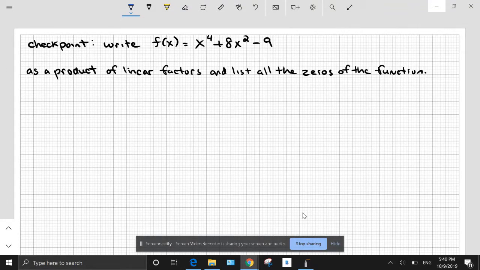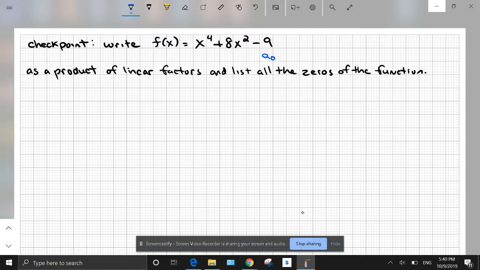So the last checkpoint, hopefully you tackled this one on your own. We're going to find the linear factors or the products of the linear factors and list all zeros for this function. So here they don't give us any zeros, so we'll do the rational tests. So we have a sub o, a sub n. We have p over q, factors of 9. And then our leading coefficient for x to the fourth is just 1, so factors for that. So possible zeros.